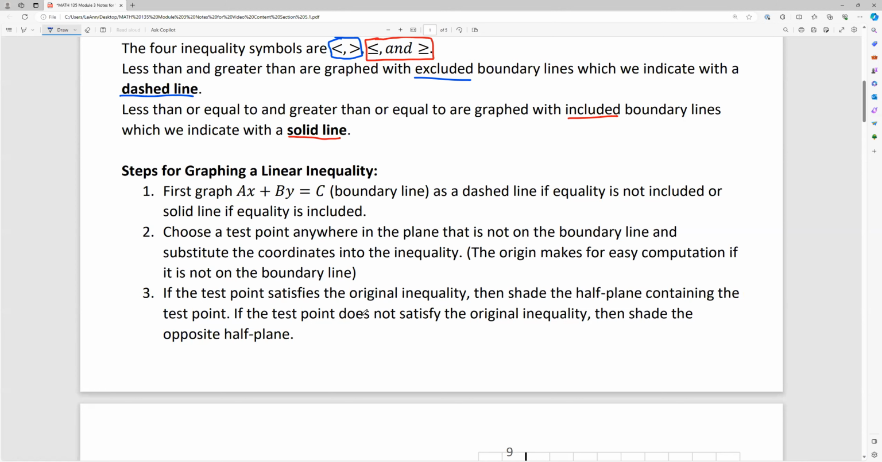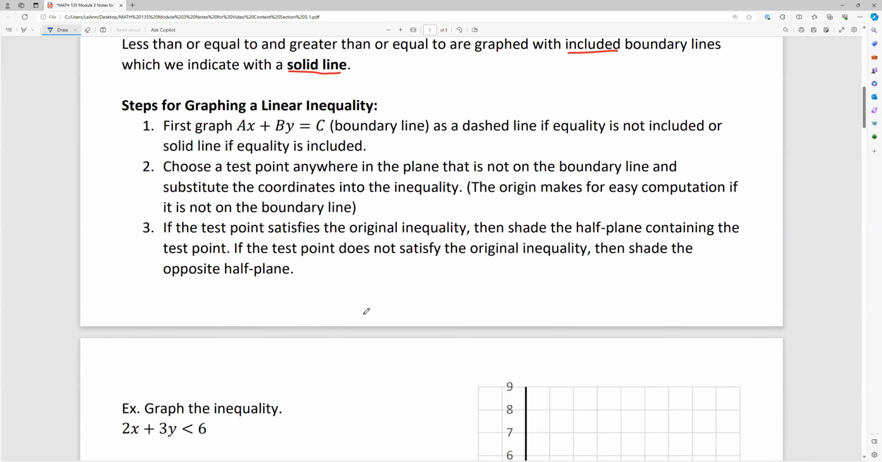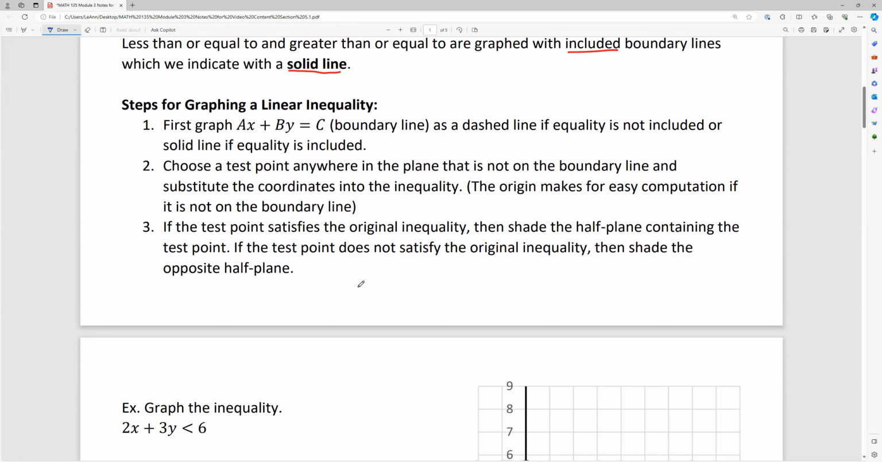If the test point satisfies the original inequality, then we'll shade the half plane that contains the test point, because that whole region that has the test point in it would have been a true set of solutions. So every single ordered pair in that half plane would have given me a true. If the test point does not satisfy the original inequality, in other words, we get a false statement when we plug in our test point, that means every point on that side is actually false. So we need to shade the opposite half plane, okay?